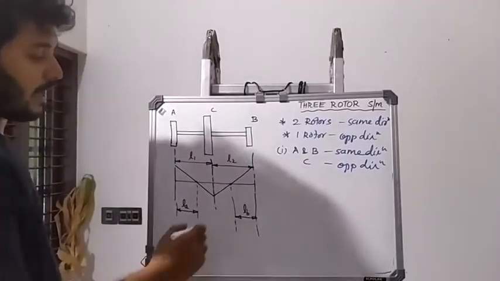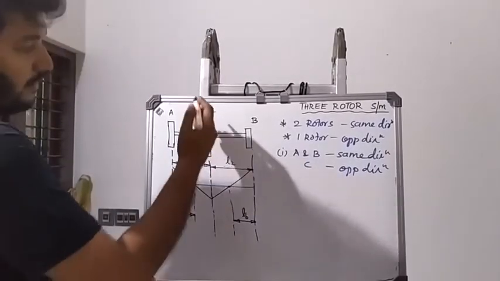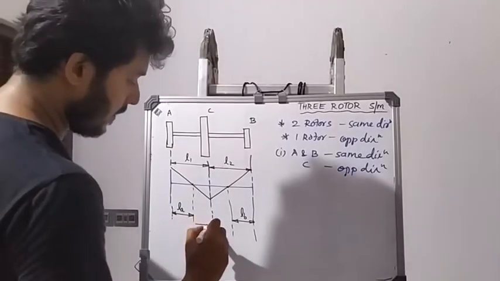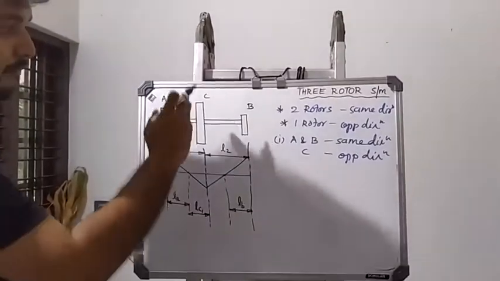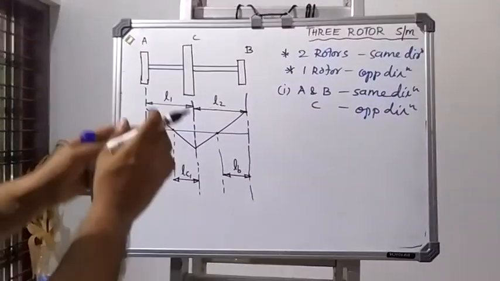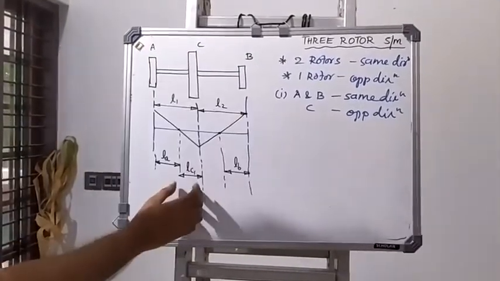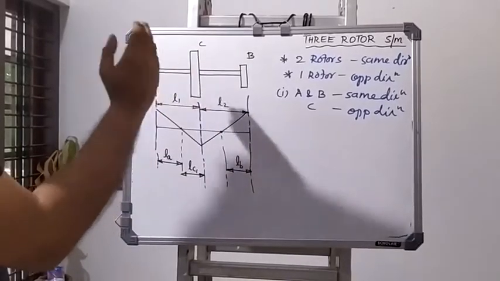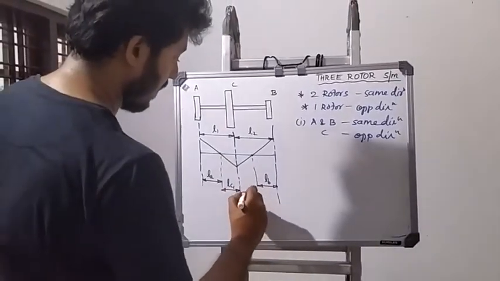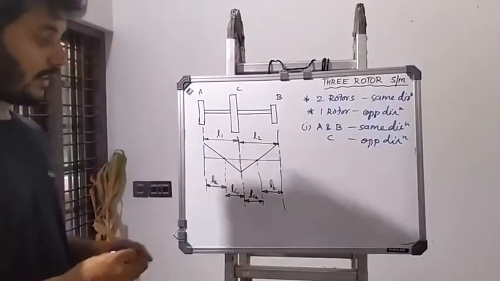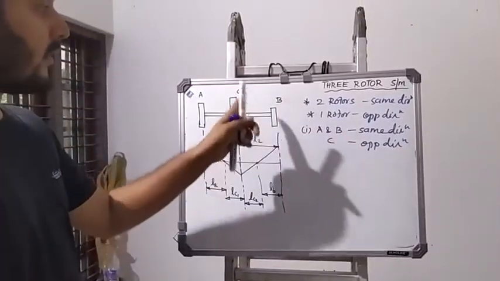And now with respect to rotor C, you have two sections. With C, let this distance be LC1. What is LC1? The distance from rotor C to the node generated between C and A, that is LC1. This distance will be LC2. What is LC2? The distance from rotor C to the node between C and B.